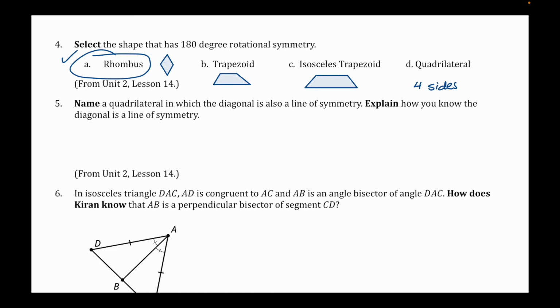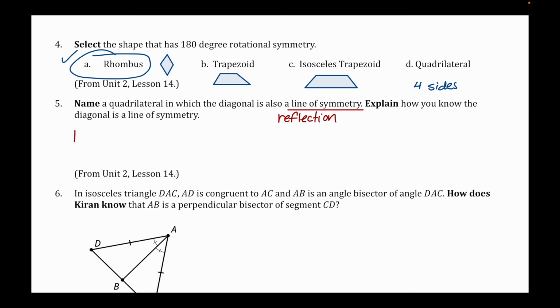So question 5 is now going to ask us to name a quadrilateral in which the diagonal is also a line of symmetry. So a line of symmetry implies that we have reflectional symmetry or reflection symmetry. So reflection, not rotation. And we want to explain how we know the diagonal. This, again, our answer is going to be a rhombus.